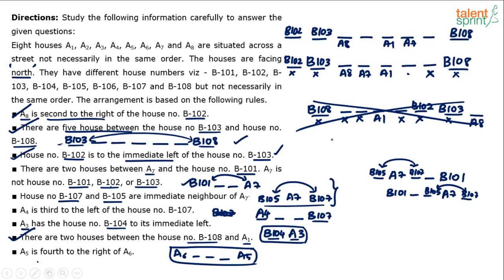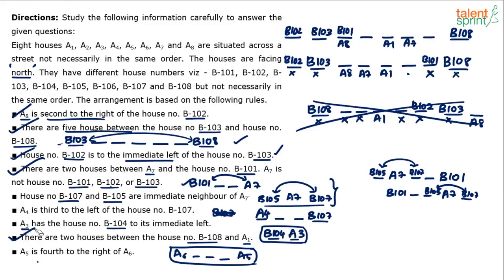Accordingly, fix B101 now. So if A7 is here, B101 is 2 places away. So 1, 2, B101. If A7 is here, B101 should be 1, 2, 101. You're getting it? There are two houses between A7 and B101. Done.